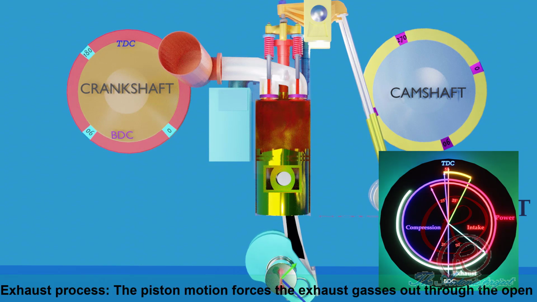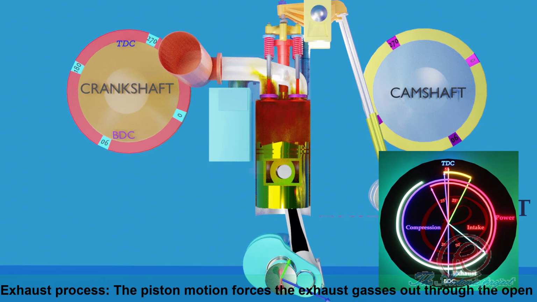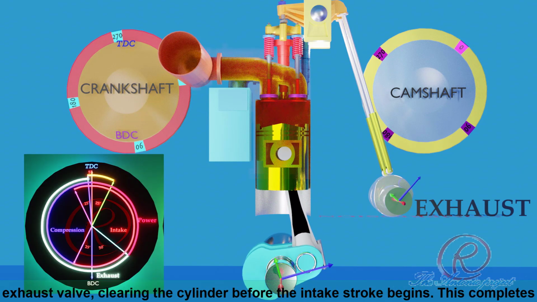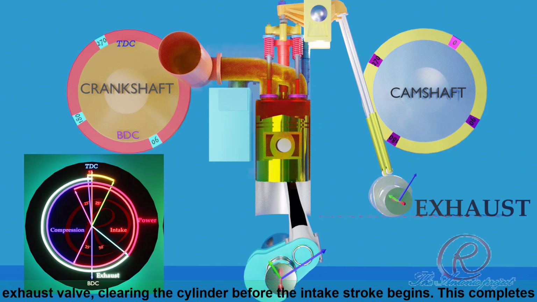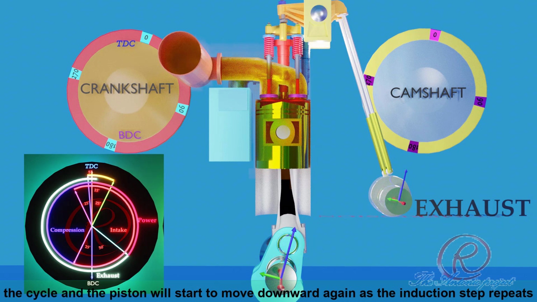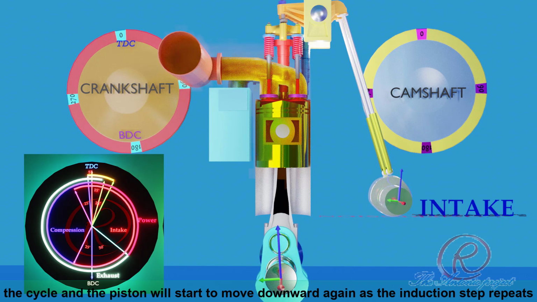Exhaust process. The piston motion forces the exhaust gases out through the open exhaust valve, clearing the cylinder before the intake stroke begins. This completes the cycle and the piston will start to move downward again as the induction step repeats.